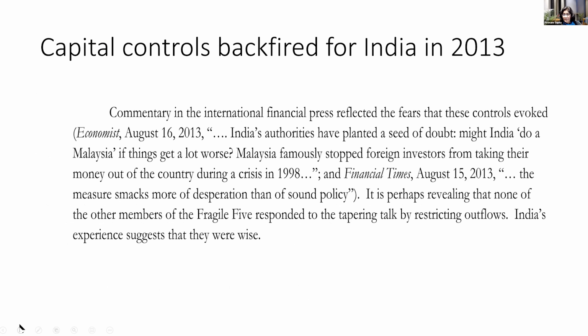This is just an example of some of the commentary that was attracted at the time. Is India going to do a Malaysia? Is more to come? Does it smack of desperation, etc.?